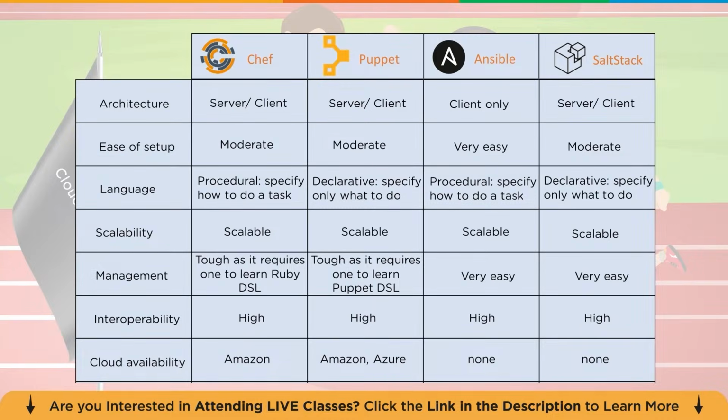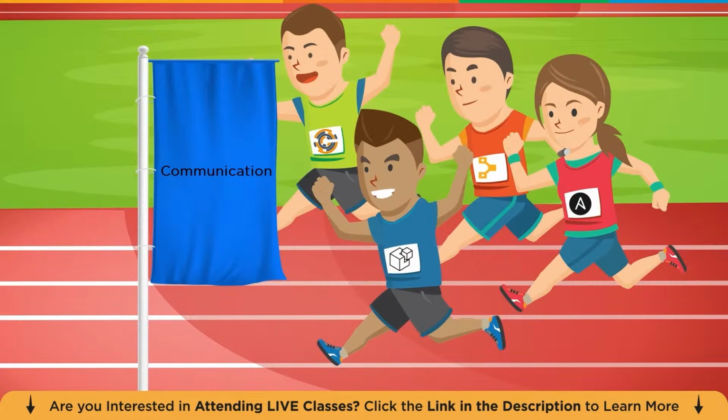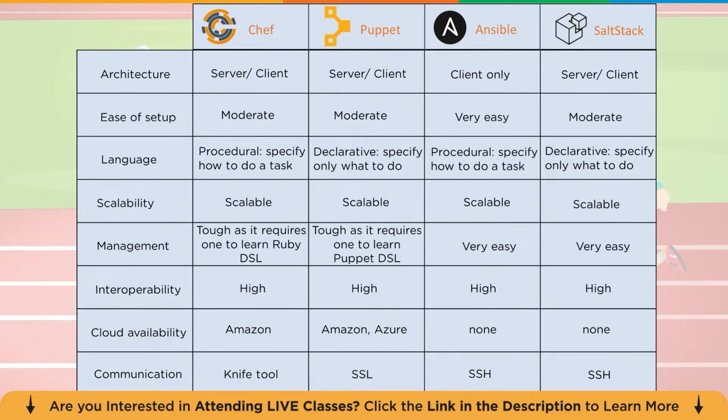And Puppet and Chef are actually available in both Amazon and Azure. We just haven't had a chance to update our Chef link here, but Chef is now available on Azure as well as Amazon. So what does communication look like with all of our 4 tools? The communication is slightly different with them.